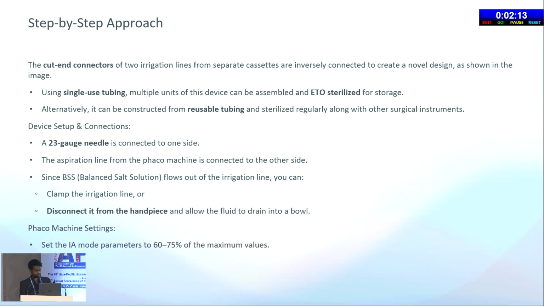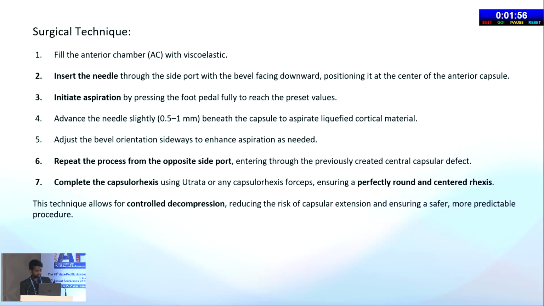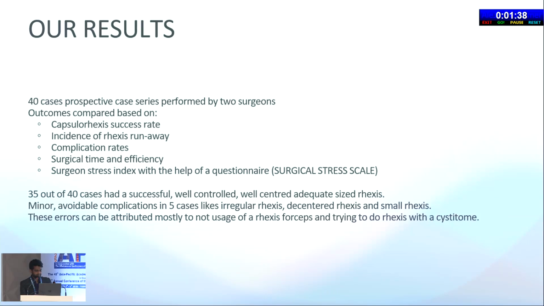In one go you can press the whole foot pedal and directly aspirate whatever loose cortex is there, without doing any transverse motion. Then go from the other side port and do the same thing again. The IA mode parameters are set at 60 to 70% of the maximum value. We repeat the process on either side, and we complete the capsulorhexis once the decompression is done with an Utrata forceps, and then you get a perfectly well-centered rhexis.